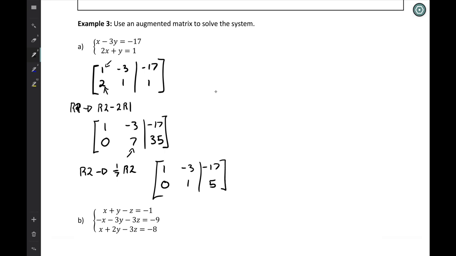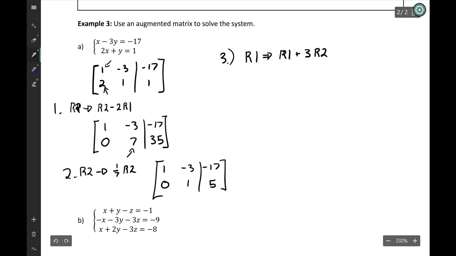Okay, and my final step, maybe label these 1, 2, my final step 3 is going to be to take R1 and replace it with R1 plus 3 R2. That's going to get rid of this -3 right here and make it 0, because -3 plus 3 times 1 is 0. So that's going to become 1, 0, and then I got -17 plus 3 times 5. So -17 plus 15 gives me -2. And I got 0, 1, and 5.